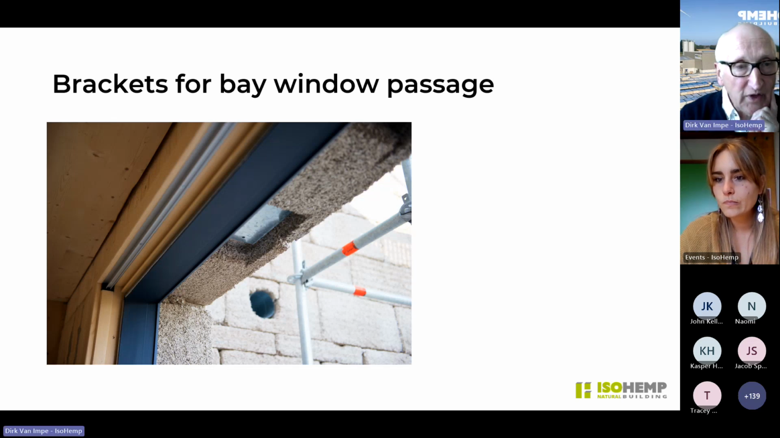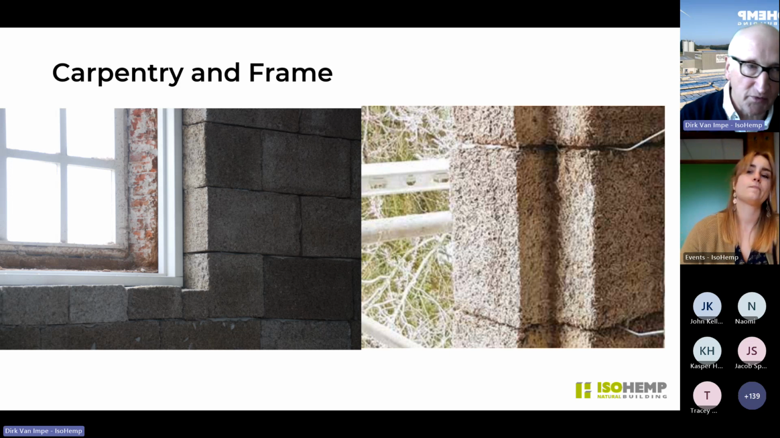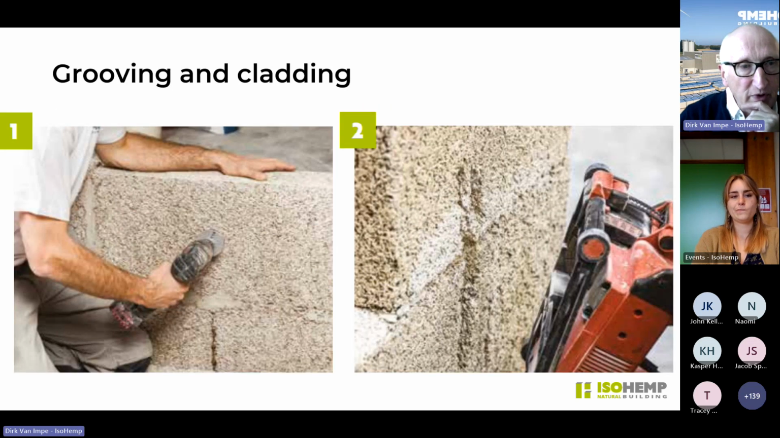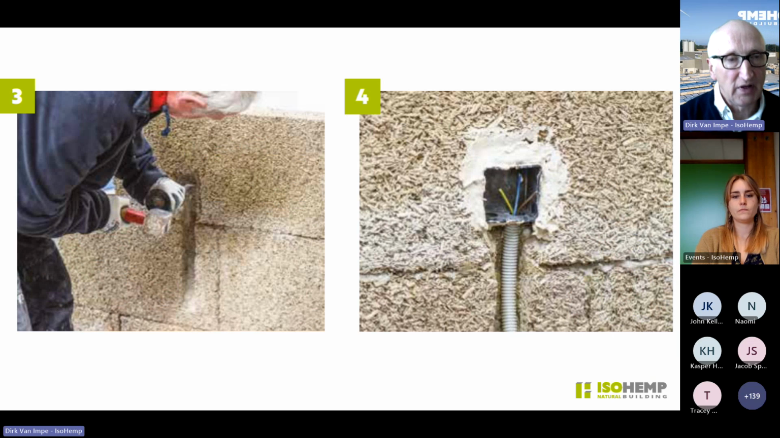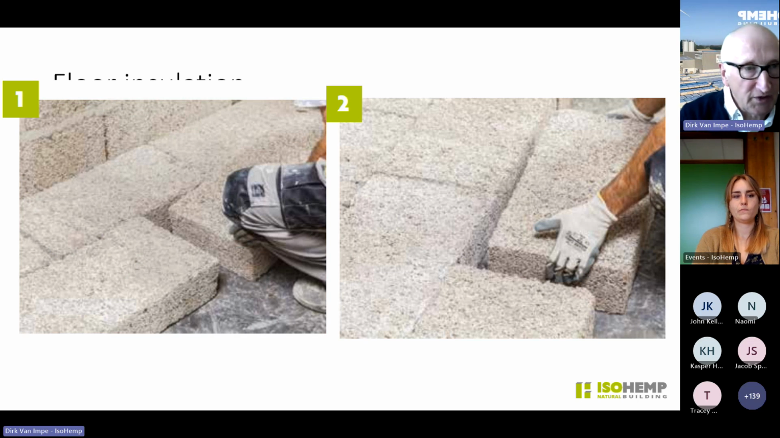If it's not possible to use the lintel, we have also special brackets for bay window passage. The carpentry can be fixed directly in the blocks. You can make a cutting to cover a little bit also your window to avoid thermal breaches from the carpentry, the frame. So all this is possible. You can groove and clad to make the fixation of your installation directly in the blocks. And we also use the blocks for floor insulation.